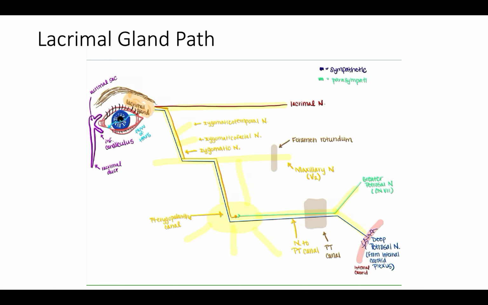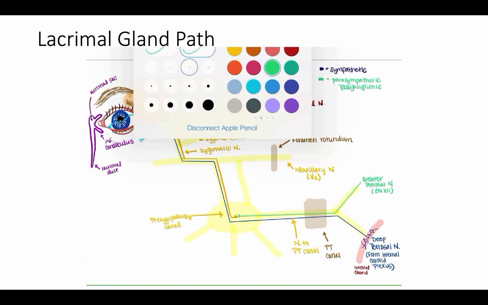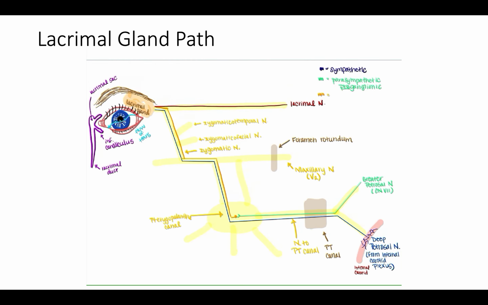Then this light green color is going to be parasympathetic preganglionic, and that's that greater petrosal nerve, cranial nerve 7. The orange is going to be our parasympathetic postganglionic. Remember that joined up with the deep petrosal and eventually became, with maxillary, the zygomatic nerve. And then our lacrimal nerve is going to be sensory. So I think if you can draw this out, it'll help you know where everything is going, where they come from, how it gets to the lacrimal gland.